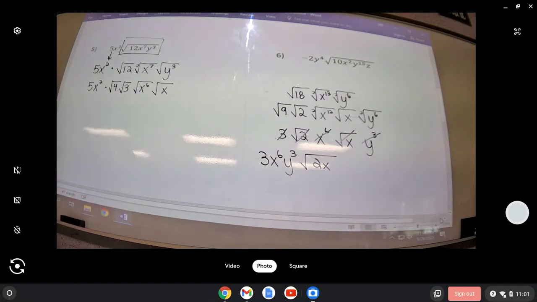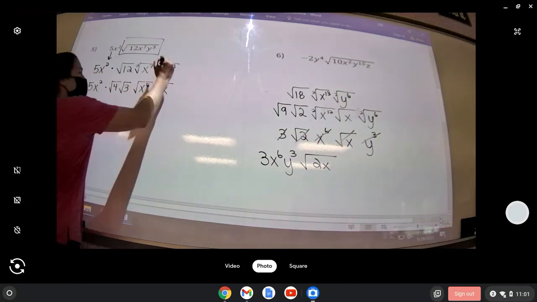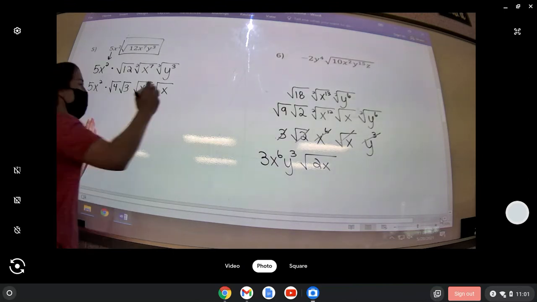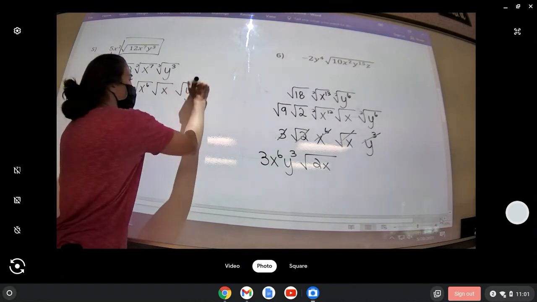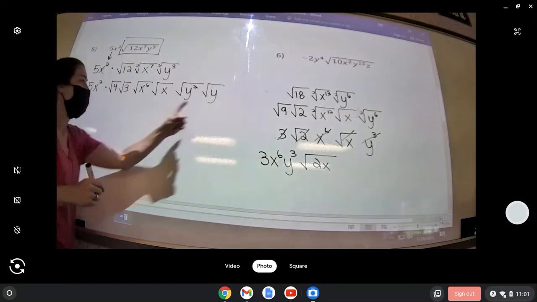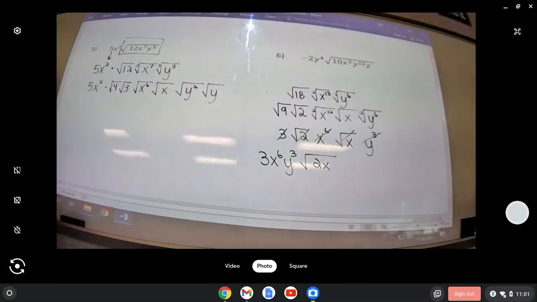All right, now we go to the y to the third. Can I take the square root of y to the third? Does 3 divide by 2? No. So what's the closest number to 3 without going over that divides by 2? 2. So we're going to split him into the square root of y squared times the square root of how many y's are left over to get back to that 3. Just 1. 2 plus 1 is 3.